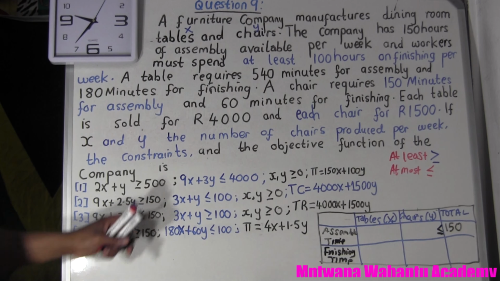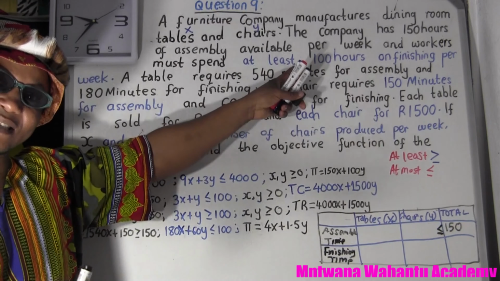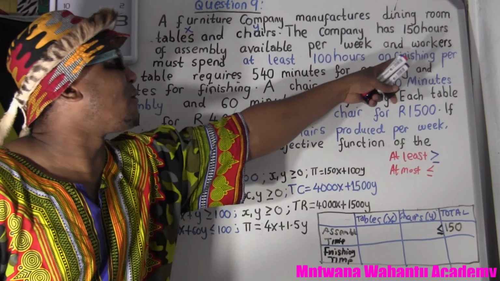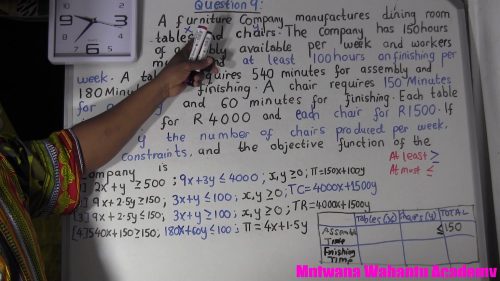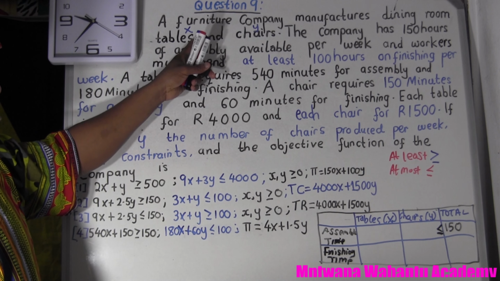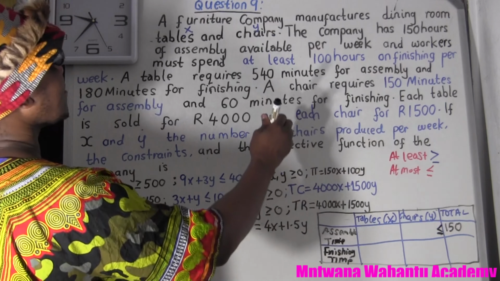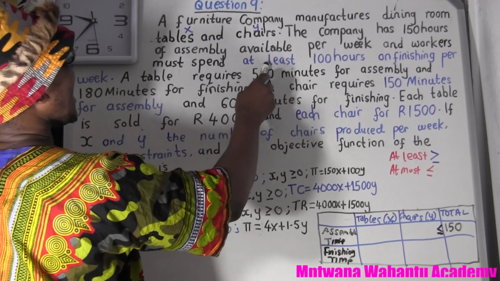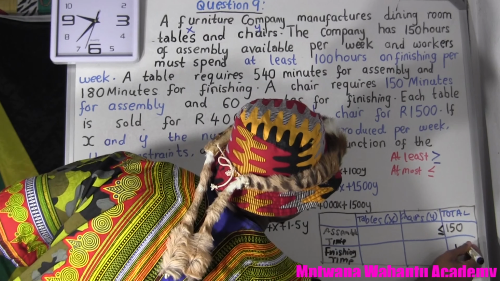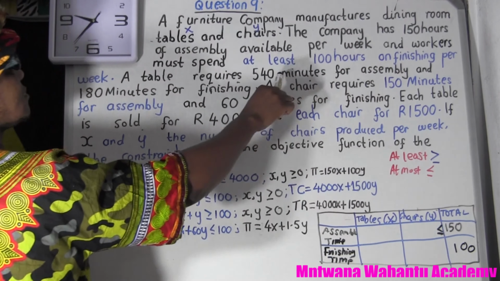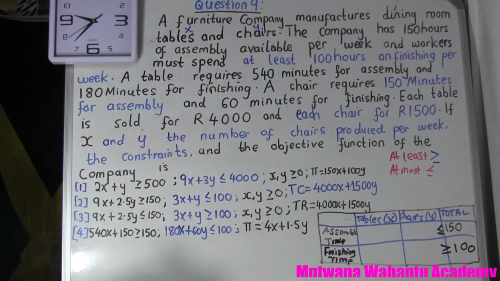Now let's continue reading. They say a worker must spend at least, oh, so in the second sentence they mention at least 100 hours on finishing. Who are the workers? The workers making the tables and chairs. So for finishing time, workers must spend at least 100 hours per week. So finishing is going to be 100, but they say at least, so we use this sign. Then the question is going to be about finishing now.